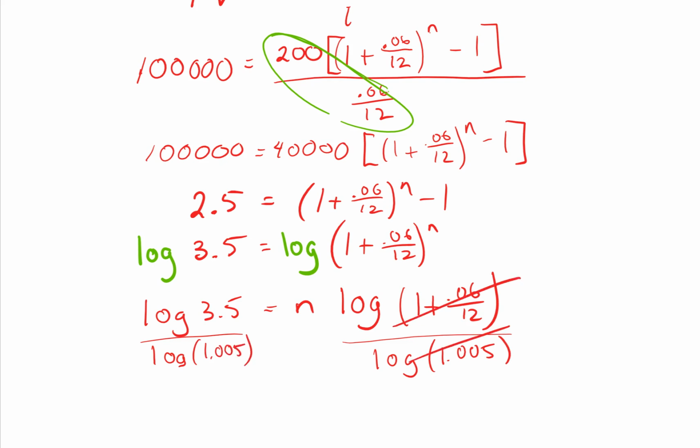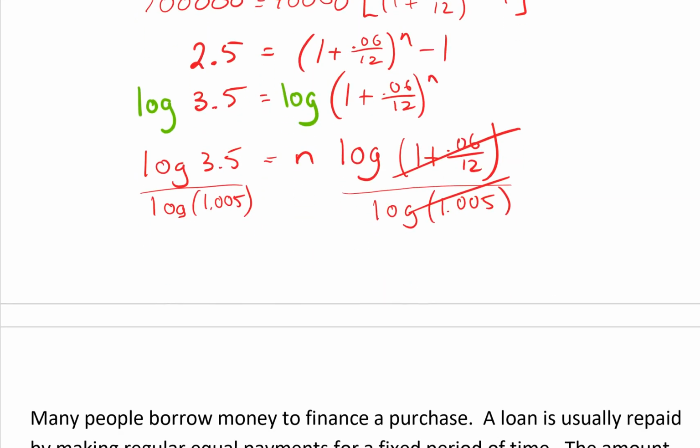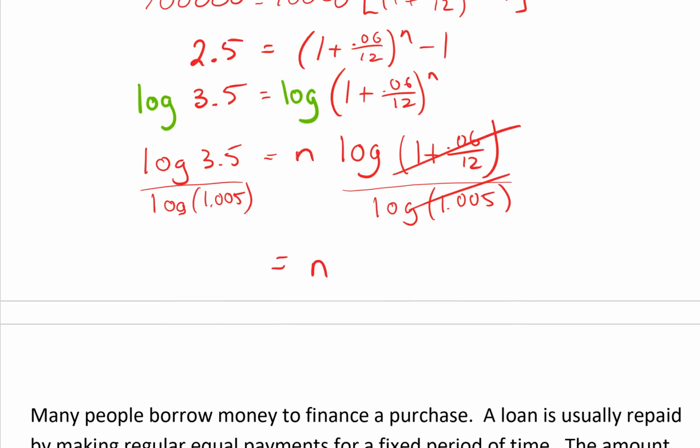So that cancels out. Leaves me with N is 251 payments. 251 payments, 12 payments in a year. You're looking at about, what, 20 years? You have $100,000. Okay?